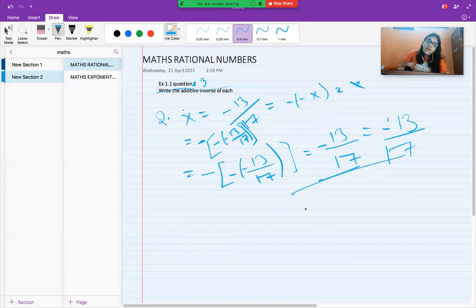So LHS is equal to RHS. So in both the equations, we have figured out that they are both equal to each other. Now let's go to the next question, which is question number 4.